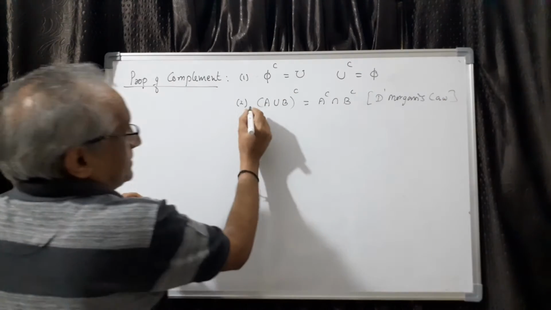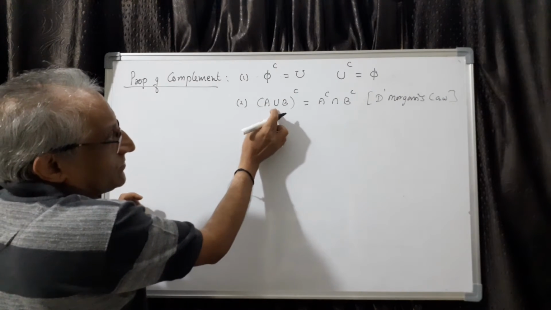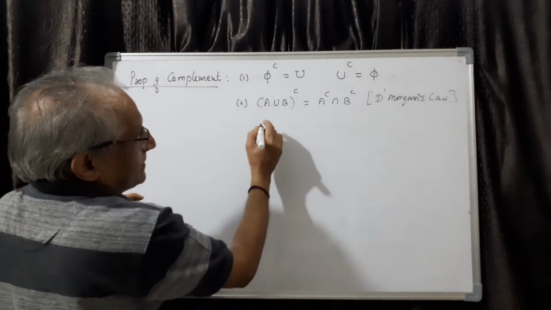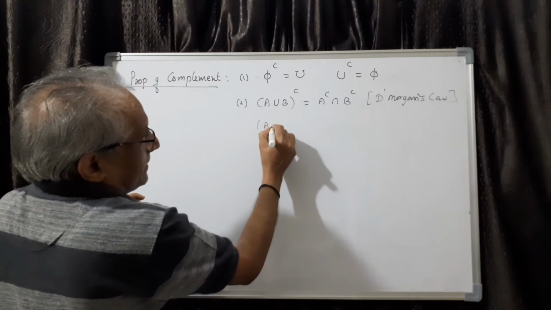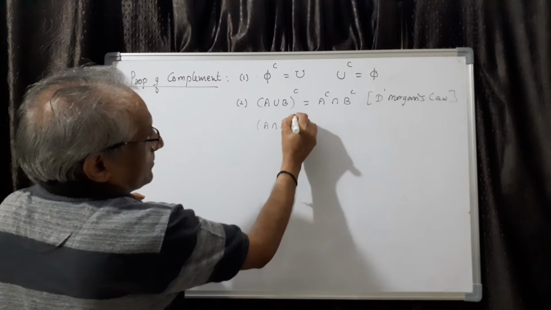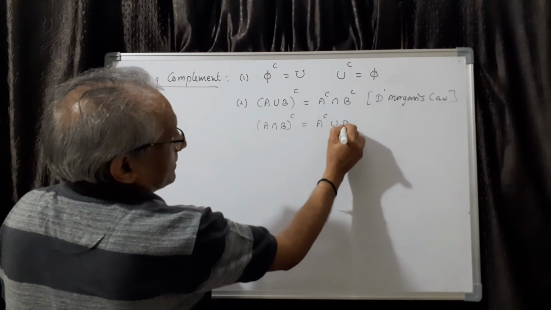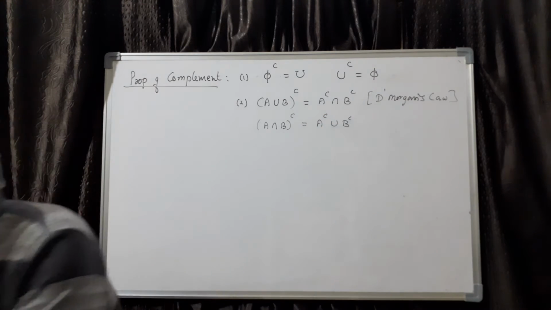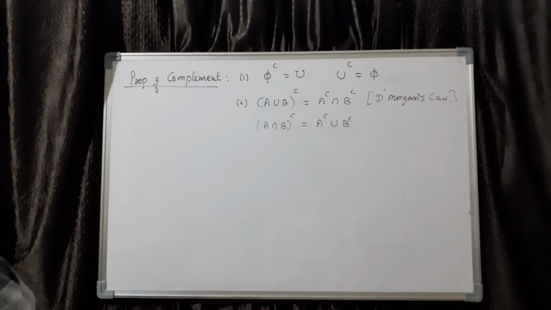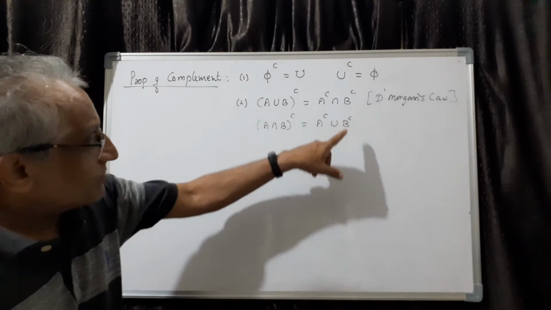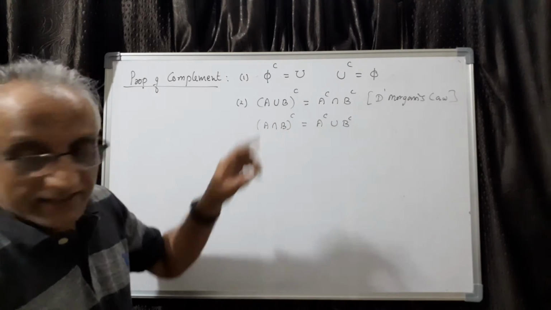And there are two versions actually. Types: A union B complement, here union, here intersection. Similarly, A intersection B complement is A complement union B complement. So this is De Morgan's law, both. One is for union, another one is for intersection.